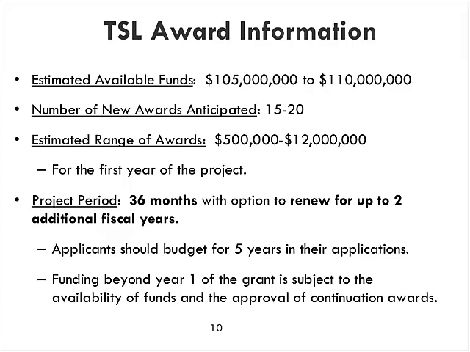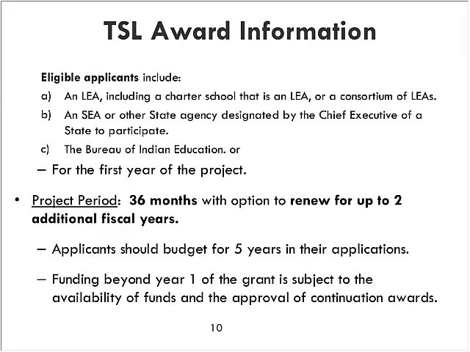The project period is also a little bit different. These projects will be awarded for 36 months. But with that said, there's the option to renew for up to 2 years additionally, as long as the department can determine that the funds are being used effectively. So essentially, we're asking applicants to budget for 5 years in their application. Your application budget should reflect a 5-year period for the grant. And it's important to note that funding beyond the first year of the grant will be obviously subject to available funding and approval of continuation awards.